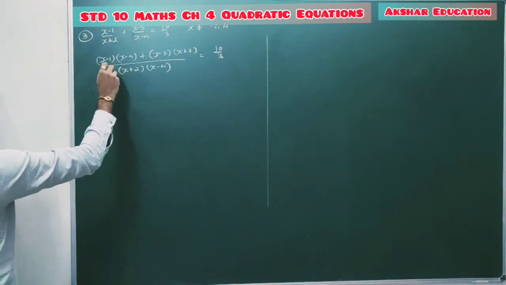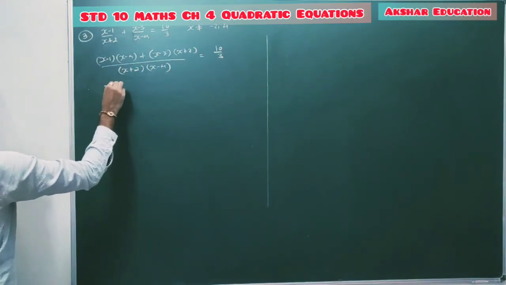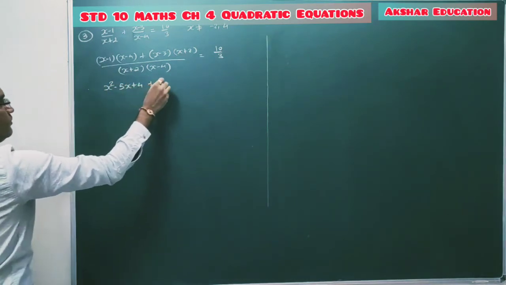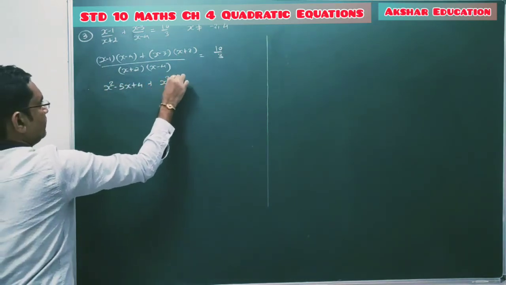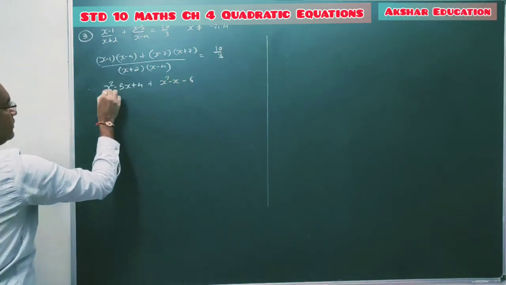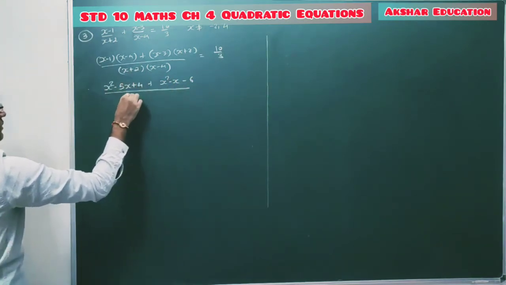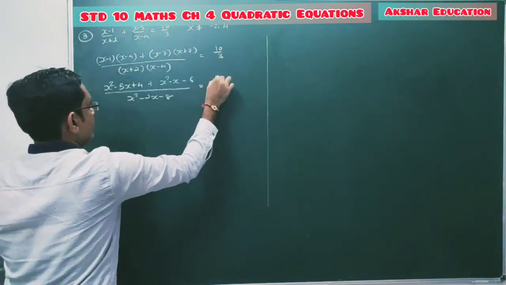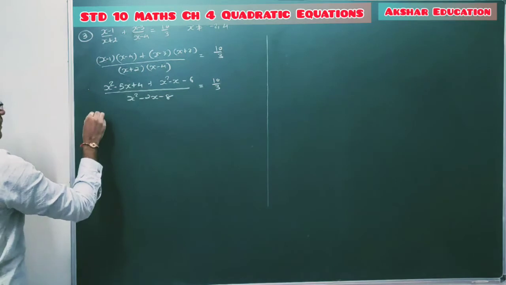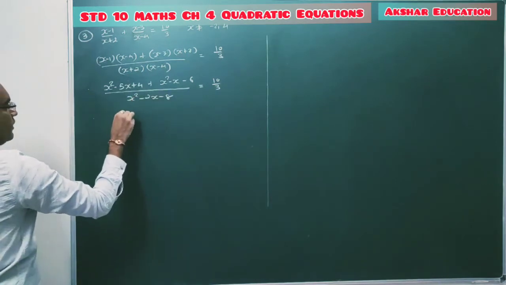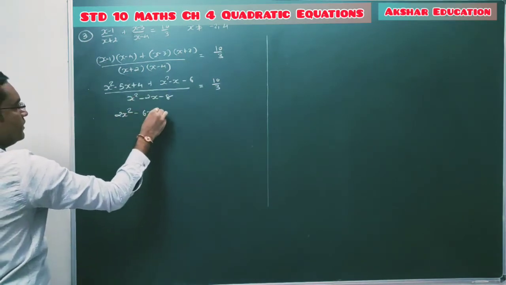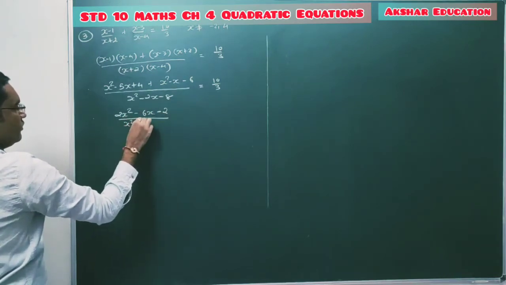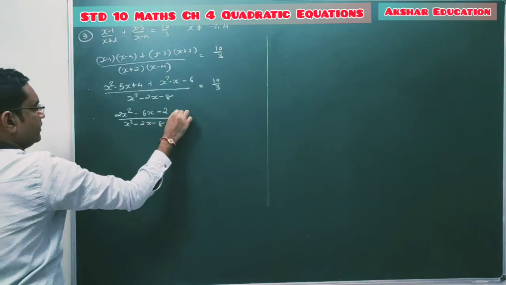Clear? Now expansion: x square minus 5x plus 4 plus x square minus x minus 6, divided by x square minus 2x minus 8, equal to 10 by 3. So this one is 2x square minus 6x minus 2 divided by x square minus 2x minus 8, equal to 10 by 3.